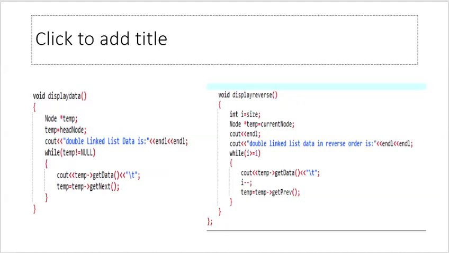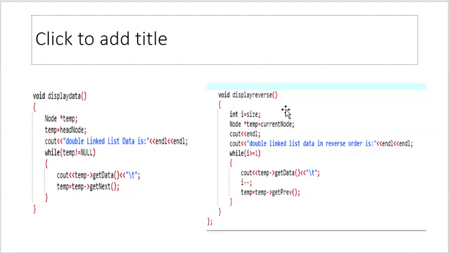So the next function is display data. Here we declare a temp pointer. The temp will be assigned to the head node. So the head node and the doubly linked list data, it will assign the linked list data. And we will assign a loop, while temp is not equal to null. First it is assigned to the head, so it goes until temp is equal to null, until the end node. So it will display all the nodes which we have inserted. So it is just like this.